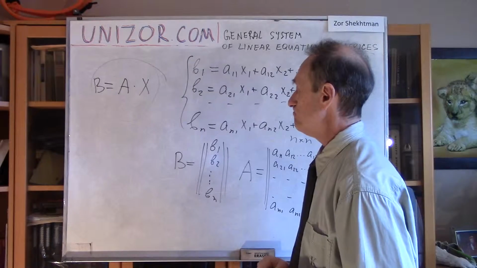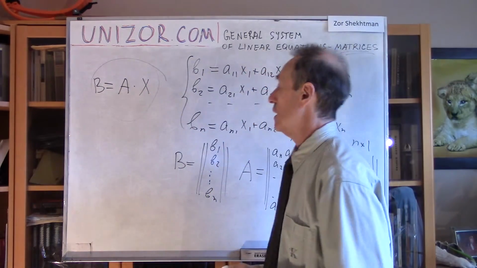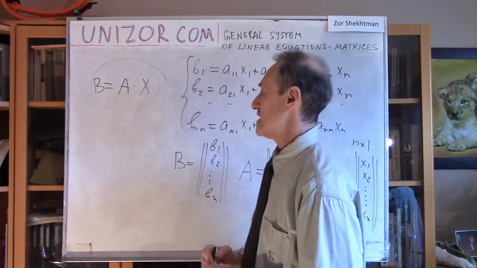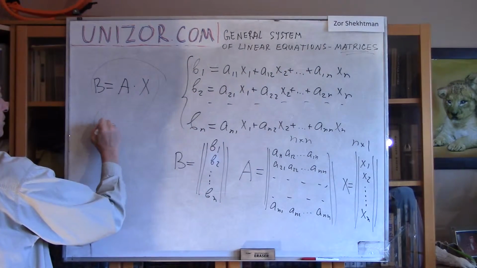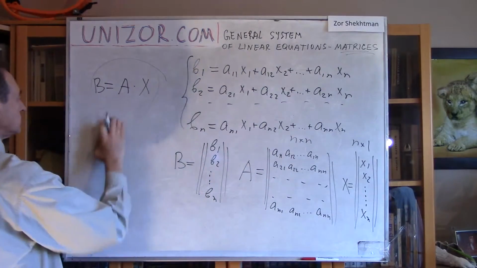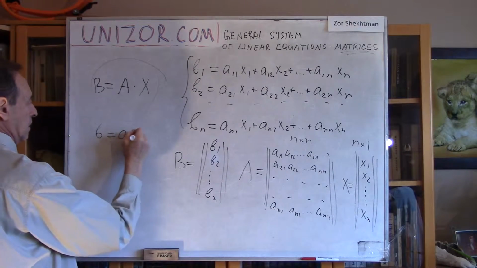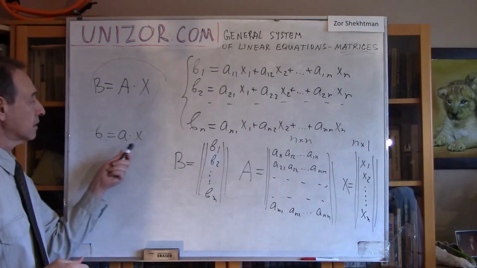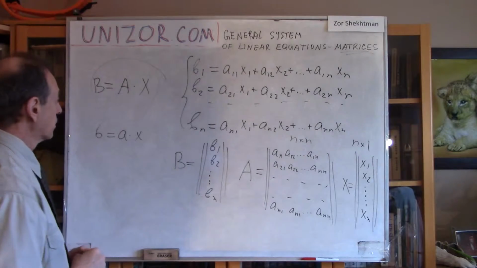Now, why did I do it in this way? Is it easier or not, or what? Well, it's compact, let's put it this way, that's for sure. And remember, if you have a single linear equation, it might look like this. Right? So you see the similarity. This is a single equation, and this is a system of n linear equations.